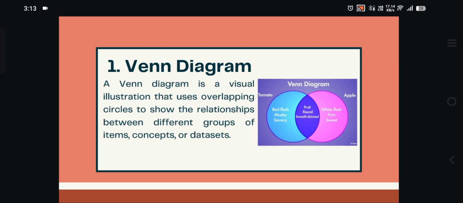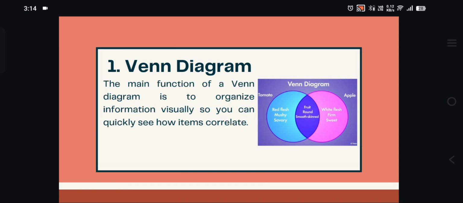We have the Venn diagram. A Venn diagram is a visual illustration that uses overlapping circles to show the relationships between different groups of items, concepts, or datasets. It shows the similarities and differences between two different groups or concepts, as you can see in the picture, the tomato and the apple. The tomato is red in flesh, mushy and savory, while the apple is white in flesh, firm and sweet in taste. They are both similar in being fruit, round, and having smooth skin.